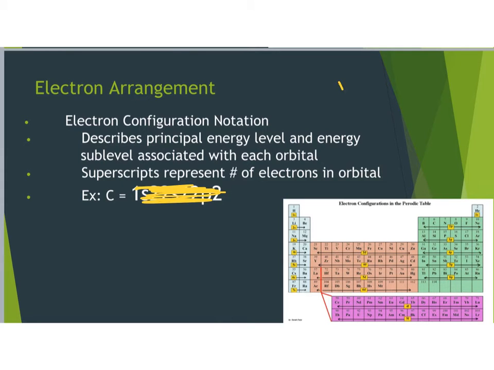A superscript is actually this right here. It's kind of like the power. And the superscripts are going to represent the number of electrons in an orbital.